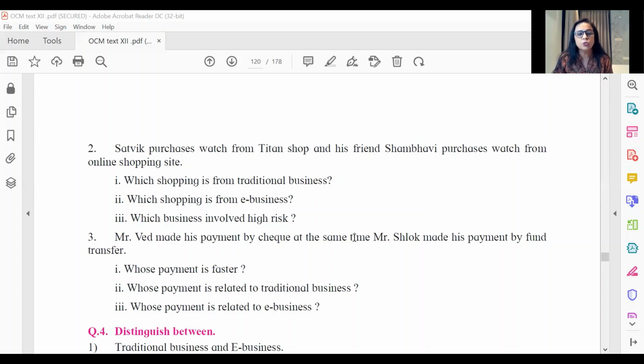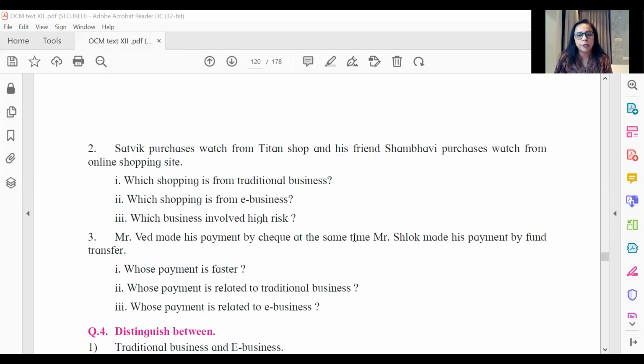Your answer to this question should be: e-business is easier to start, requires less capital, and has lesser chances of losses, and so it has lesser risk, and traditional business can become more risky. So again, this is a debatable question. There is no black and white answer to this. In any case, let's go to the third one. Again, the September paper had a question on this.